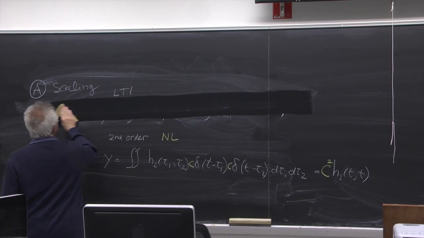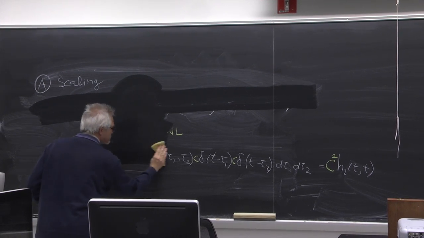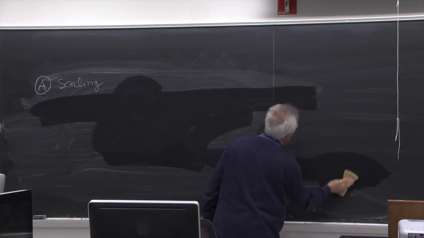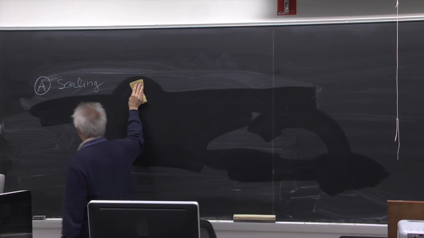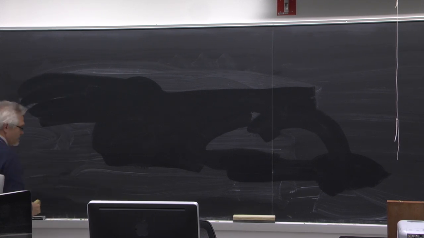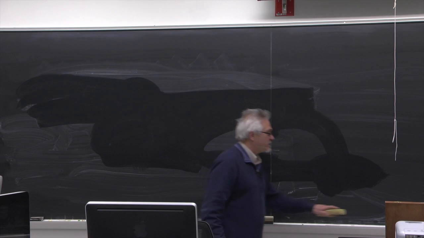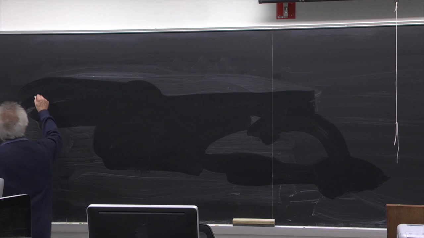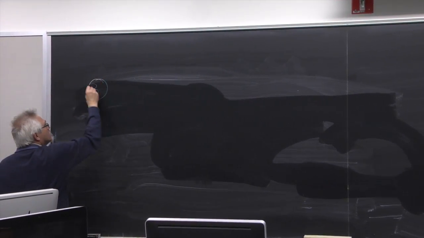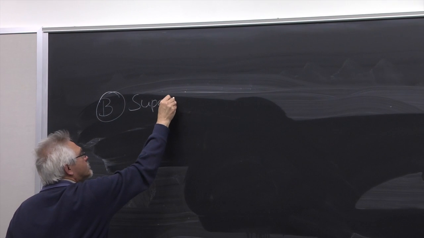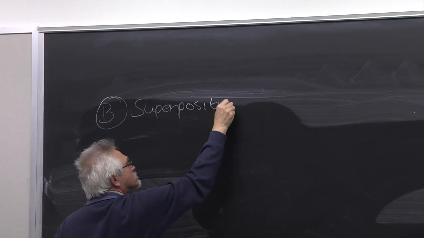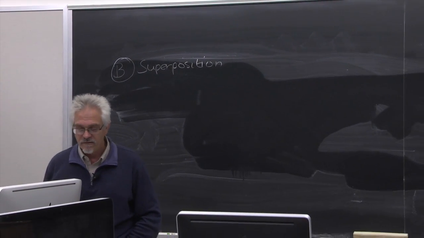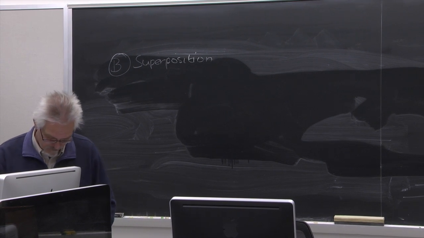That was scaling. A little bit more involved, but nonetheless interesting, and as we will see in a bit, very useful, is looking into what happens with superposition. We already know the system is nonlinear because it doesn't obey scaling. And as soon as one of the things is not obeyed, you know it's nonlinear.